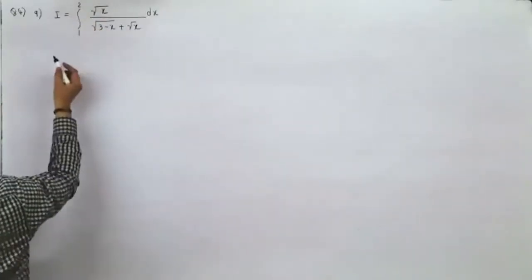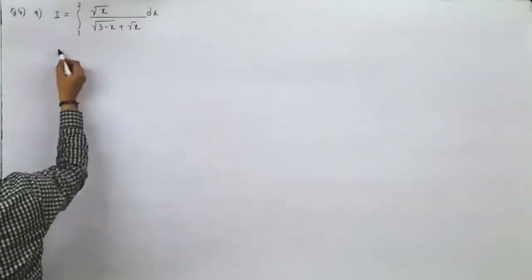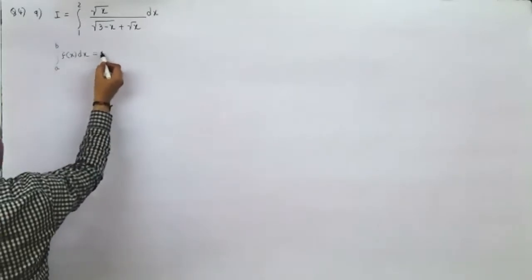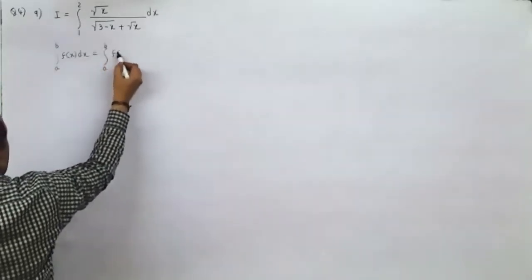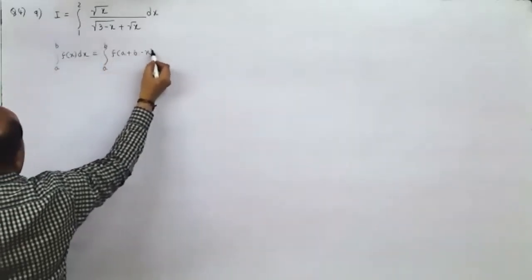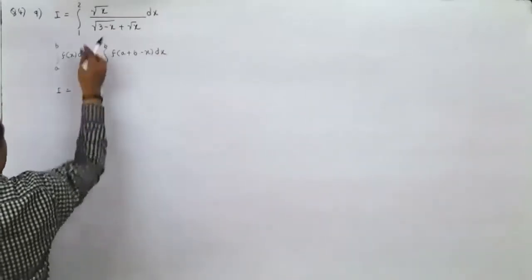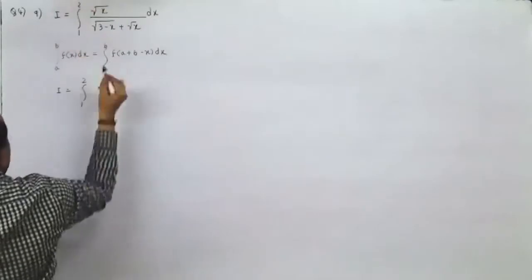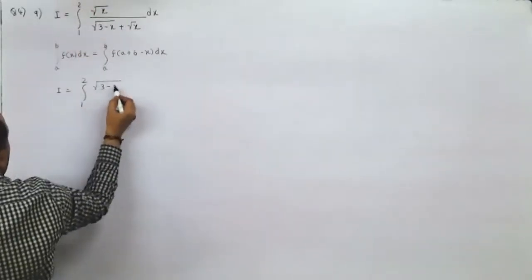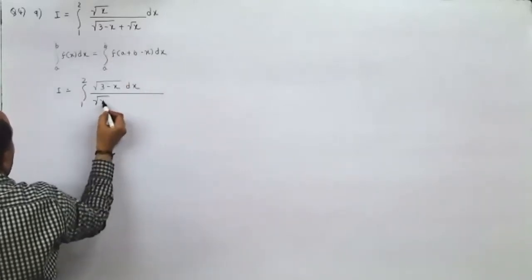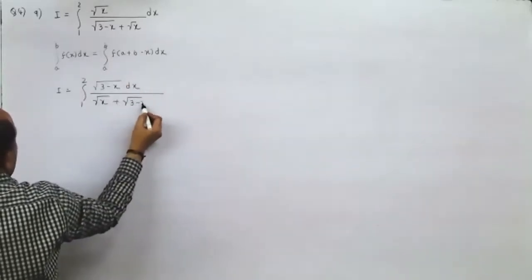If you have followed it, well and good. Otherwise, you have to use the property of the integral from a to b of f of x dx, that is the integral from a to b of f of a plus b minus x dx. Therefore, I would be equal to, I'll replace this x with 3 minus x here. I'll replace 3 minus x with x here. And this would be 3 minus x.